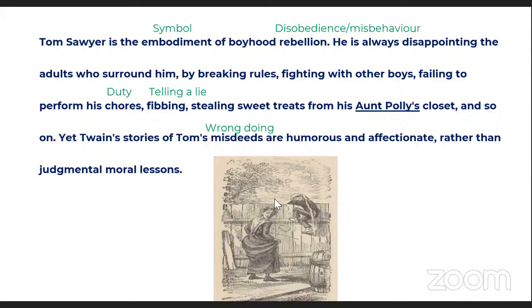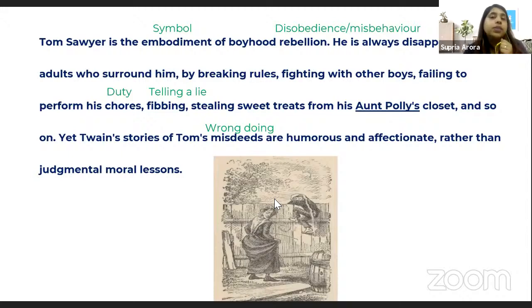Okay, guys, let me tell you. I'm going to read this one more time. Listen to me very carefully, okay? Tom Sawyer is the embodiment of boy rebellion. He is always disappointing the adults who surround him by breaking rules, fighting with other boys, failing to perform his chores, swimming, stealing treats from his aunt Polly's closet, and so on. Yet Twain's story of Tom's misdeeds are humorous and affectionate rather than judgmental moral lessons. Now, what have you understood?